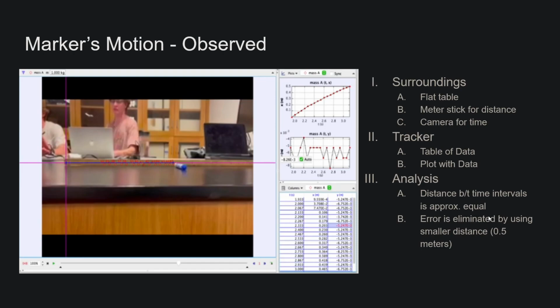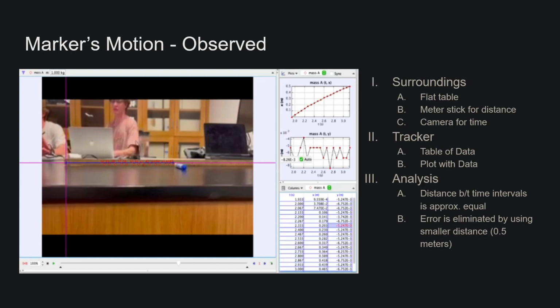So initially, we had to find the motion of an object and observe it. This is a screen clip from the tracker that shows the marker's motion as observed. Initially, we have to start with the surroundings. There's a flat table, there's a meter stick to measure distance, and a camera to measure time.